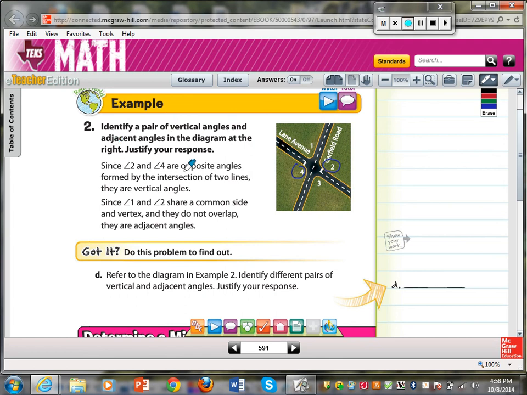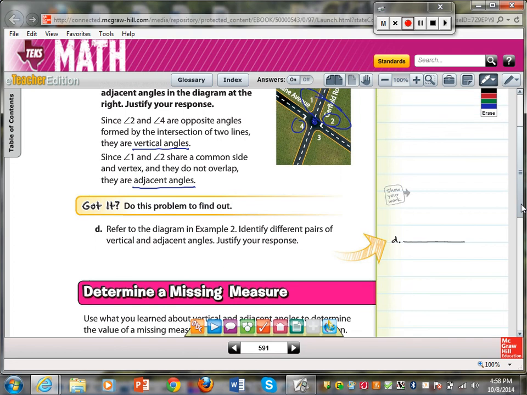Now it says 2 and 4 are opposite angles formed by the intersection of 2 lines. They are called vertical angles. Since 1 and 2 share a common side, these 2 right here, and they share the same vertex, this point right in the center where they cross, and they do not overlap, they are called adjacent angles. So this is pretty self-explanatory. Let's move on to the got it's here.